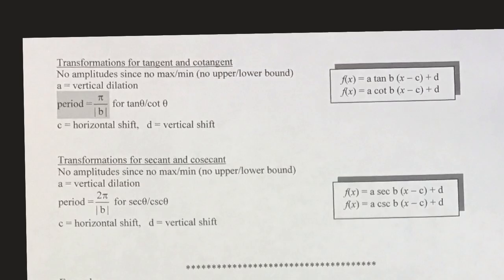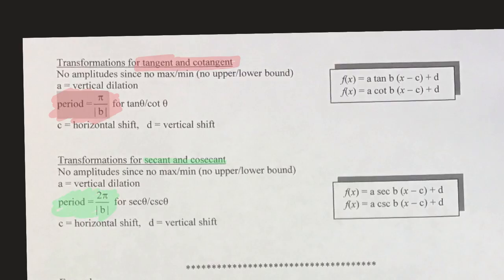So let's talk about finding periods. Notice for tan and cotan, right, it's absolute value of b. There can be negatives because we can have positives and negatives, but the period is pi over b. We're never going to have a negative period. Okay? For tan and cotan, that period is pi over b. But for our buddies secant and cosecant, just like sine and cosine, we have 2 pi over b.